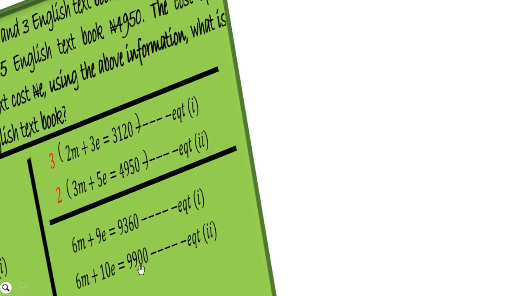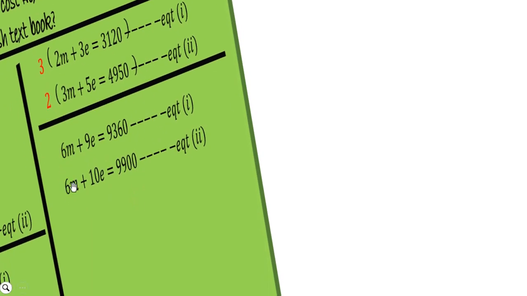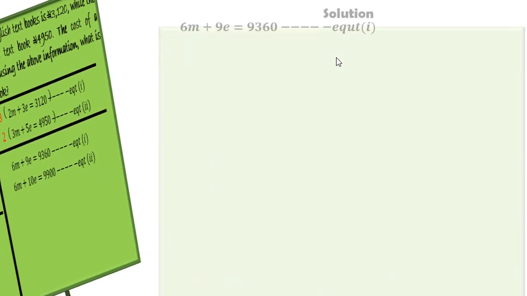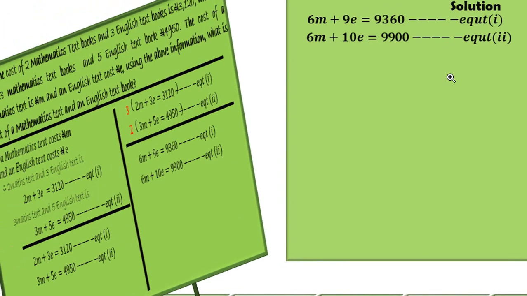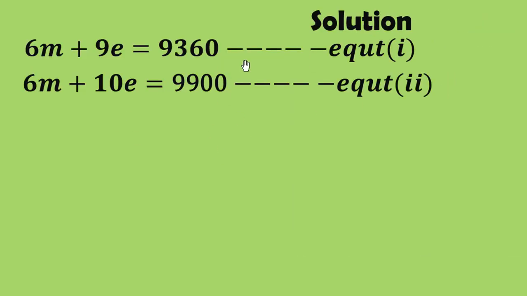That's interesting. So let's move ahead and we can now eliminate. With the subtraction sign here, we eliminate m. So now we'll come to our green board. We have equation 1 from here and equation 2 from here. So we are going to be eliminating using the subtraction sign.